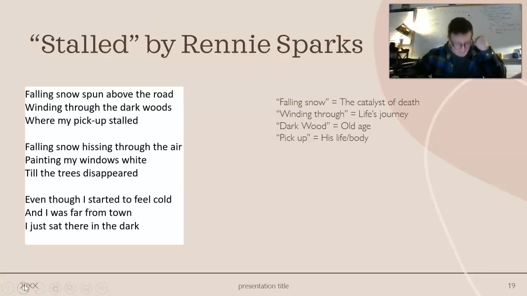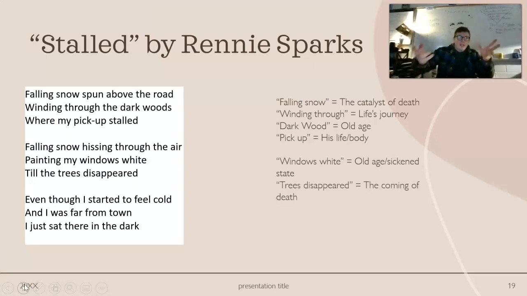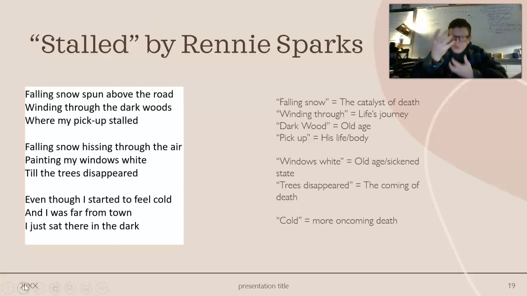And what happens to that body? Breaks down. Windows turning white. Just old age. Sickening state. White hair. Death coming. Trees have disappeared. Oh, what? I cannot see. I cannot see. It's the coming of death. Not of natural causes. Cold. I feel cold. Oh, my life force is leaving my body. It's going away.